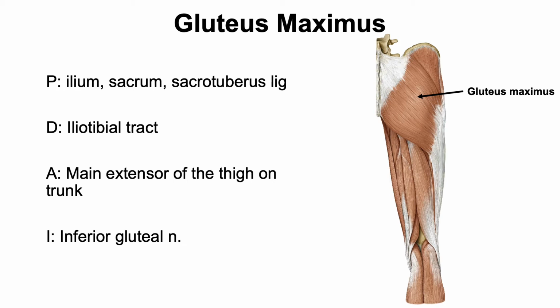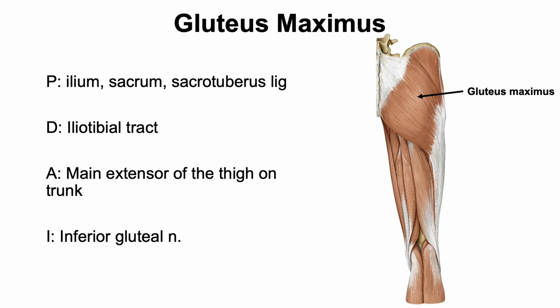This is the main extensor of the thigh. And so basically what this means is that when you go from a sitting position to a standing position, that extension, the elongation of the trunk and of the hip area, is going to be your gluteus maximus. So that's why squats are very effective at giving you a better contour of your gluteal region, because you're working out this huge muscle.